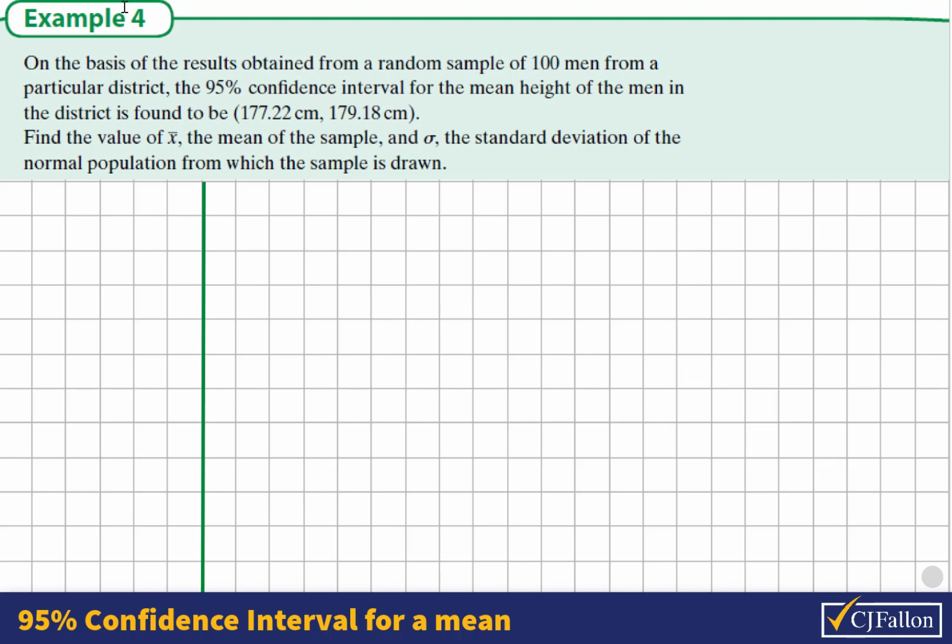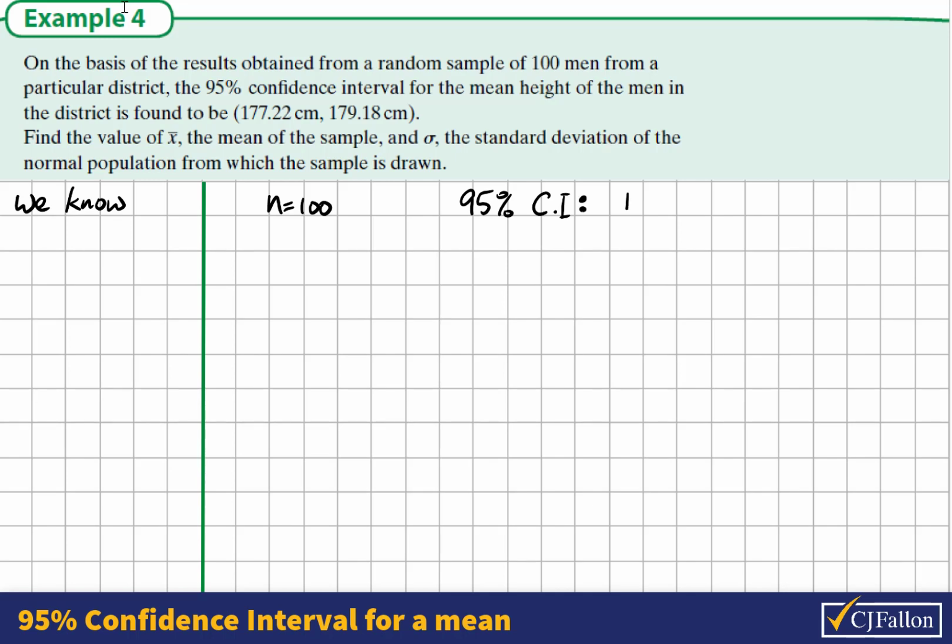Find the value of x bar, that's the mean of the sample, and sigma, the standard deviation of the normal population from which the sample is drawn. Well, what do we know? We're given in the question that there's 100 men in the sample, so n is equal to 100. We're also given information about a 95% confidence interval.